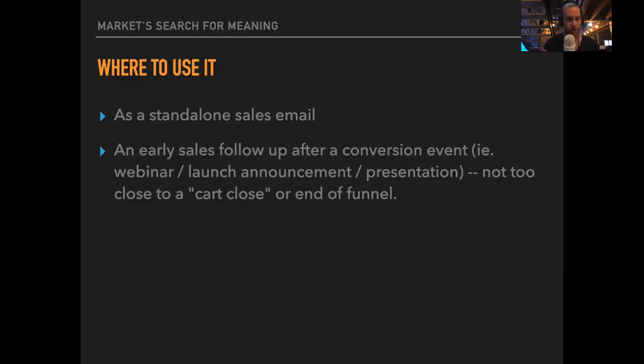Where to use it? So this is a very flexible template. You could use this as a standalone sales email, meaning not within the context of a launch or an evergreen campaign.